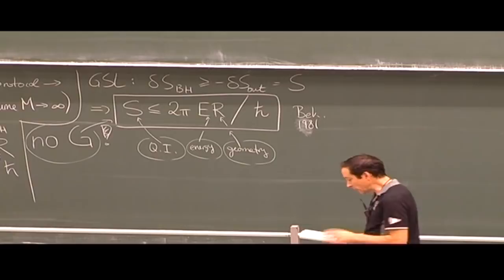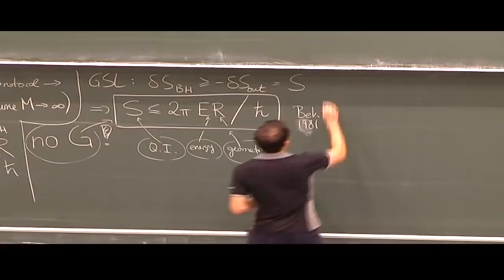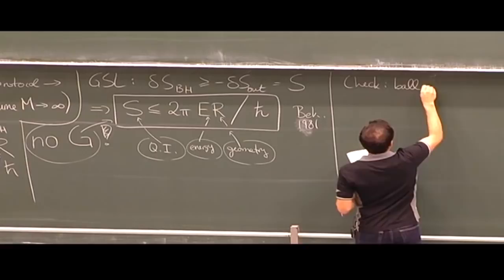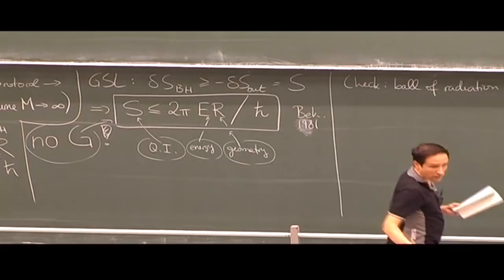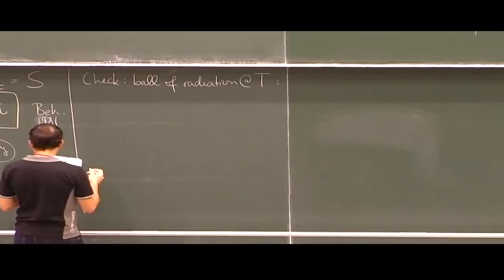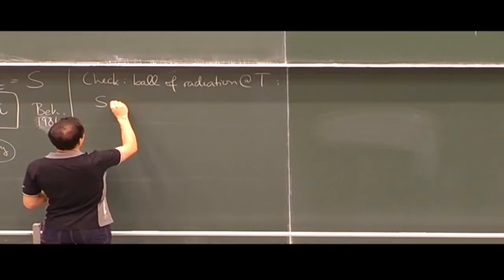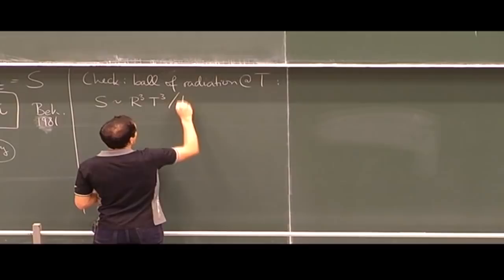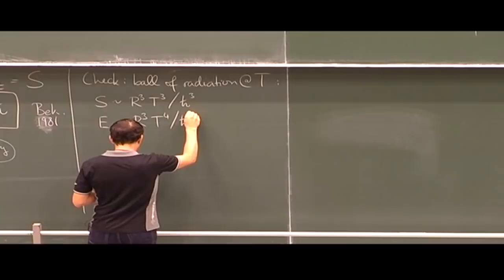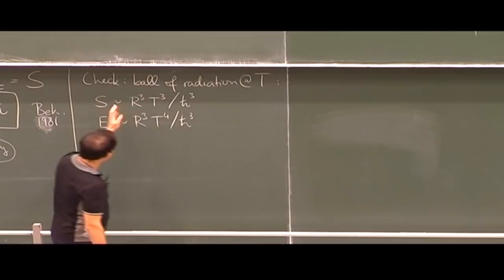So it's actually useful to check this for a moment, to see that it works, more or less. Let's consider a ball of radiation at some temperature T. What do we know about a ball of radiation at temperature T? Well, the entropy of a ball of radiation is of order R³T³ over h-bar³. And the energy is of order R³T⁴ over h-bar³. Just simple thermodynamic formulas. There are some constants of order one here, Stefan-Boltzmann, and so on. But that's the basic result from undergraduate thermodynamics.